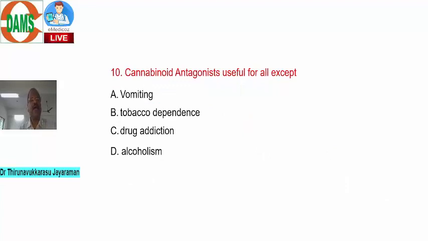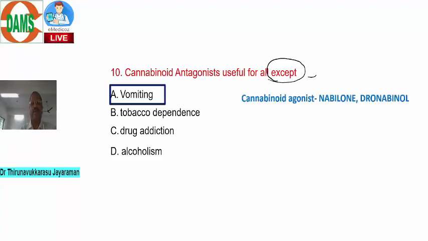Next. Cannabinoid antagonist useful for all except. This is another interesting question. Options are vomiting, tobacco dependence, drug addiction, alcoholism. Why this question? They mean cannabinoid agonist and antagonist. Two things are there. Question: cannabinoid antagonist useful for all except. The answer for the question is option A. Why A? For example, we have something called cannabinoid agonists.